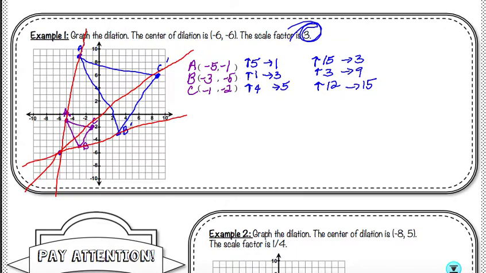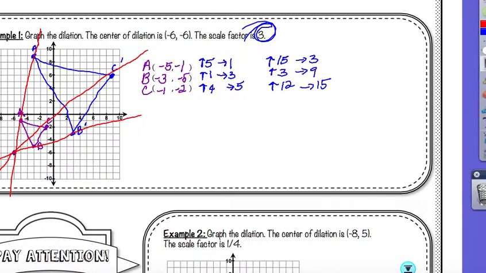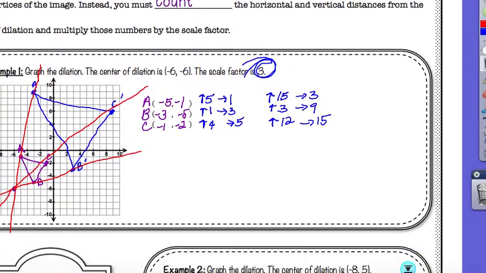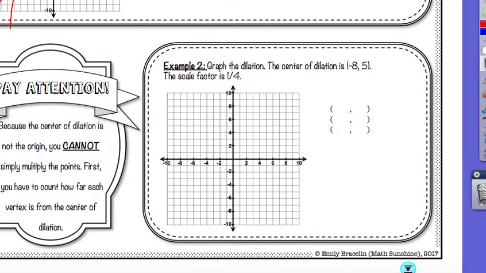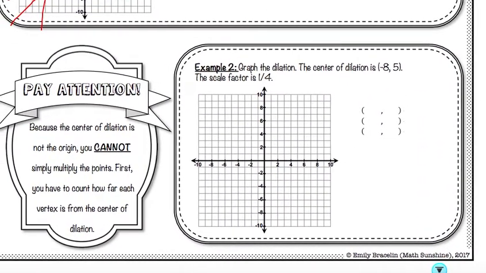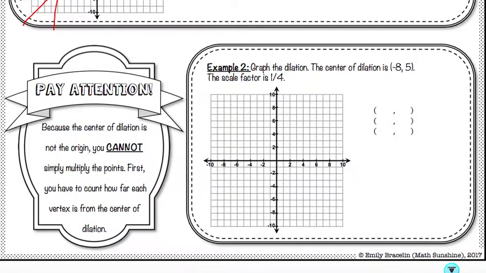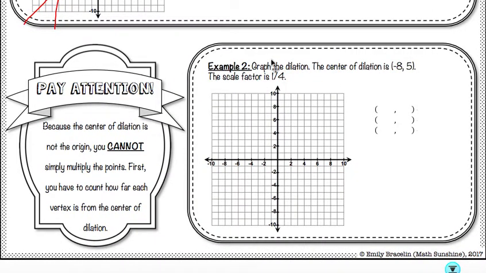Okay, let's go ahead, scroll down, and look at this last example. This one says graph the dilation. The center of dilation is negative 8, 5. The scale factor is 1/4. So this time, are we dealing with an enlargement or a reduction? This is certainly a reduction because this number here is less than 1.